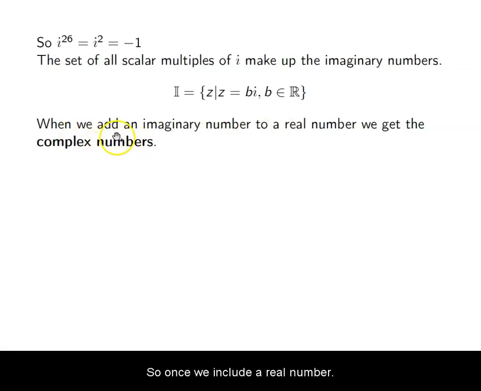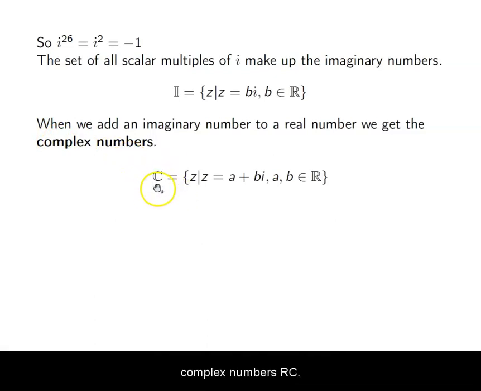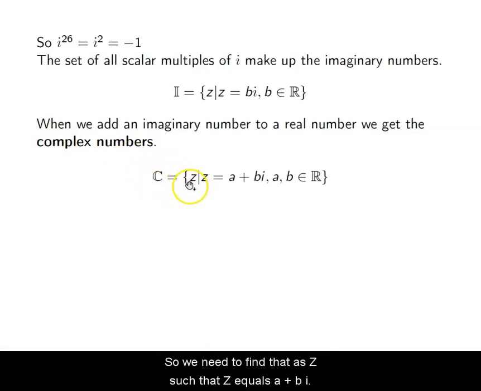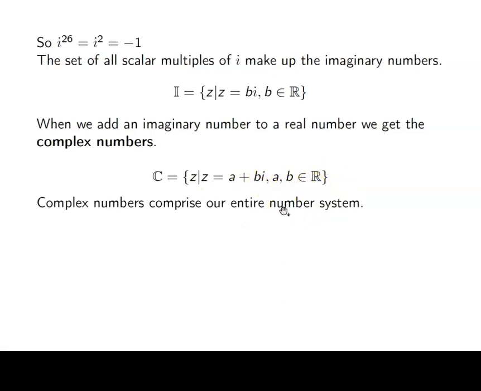Okay, so once we include a real number with that, like 2 plus 5i, we now have a complex number, right? So complex numbers are C. We define that as z such that z equals a plus bi, a and b both being real values. Okay, so complex numbers comprise our entire number system. So our entire number system is really just the complex numbers.